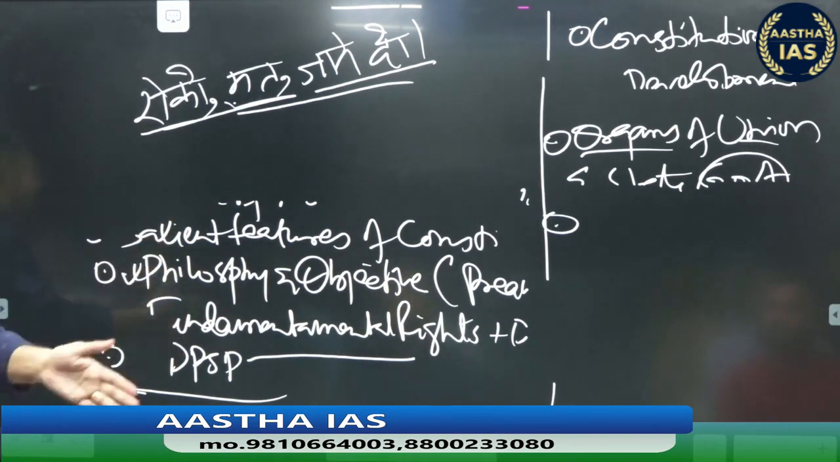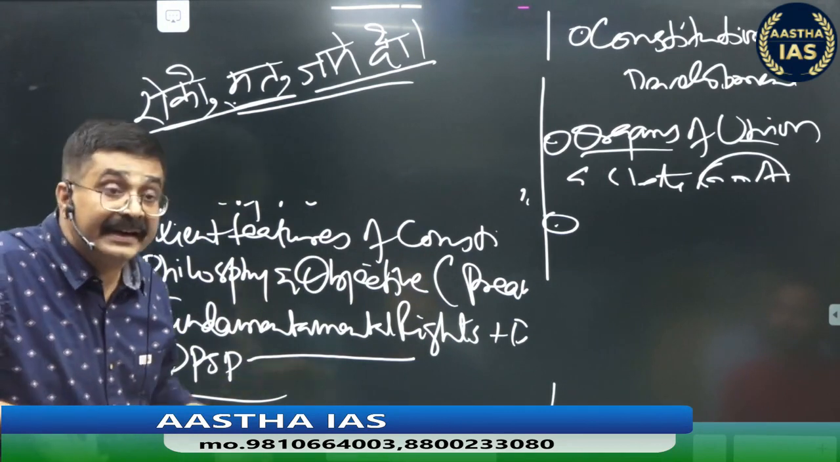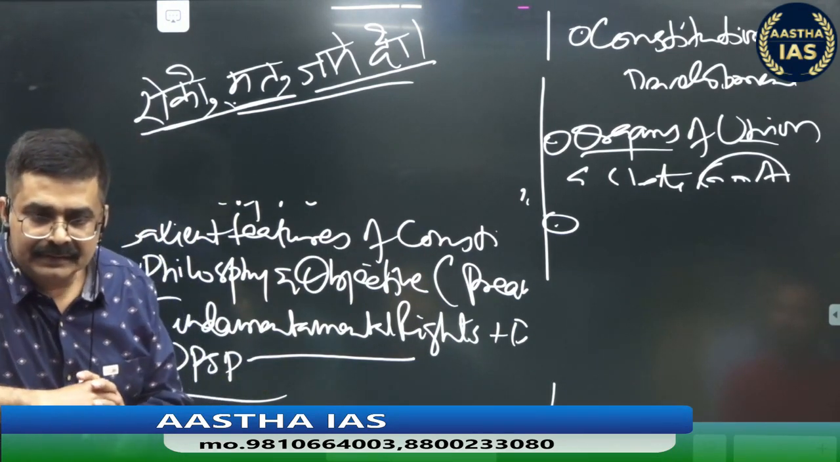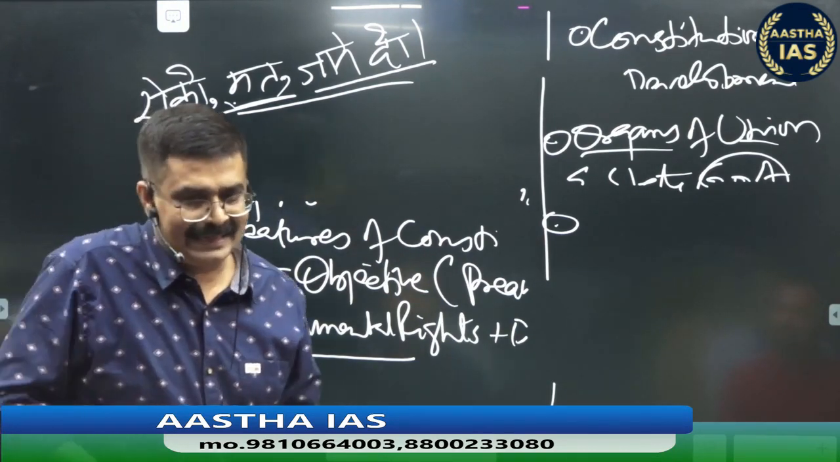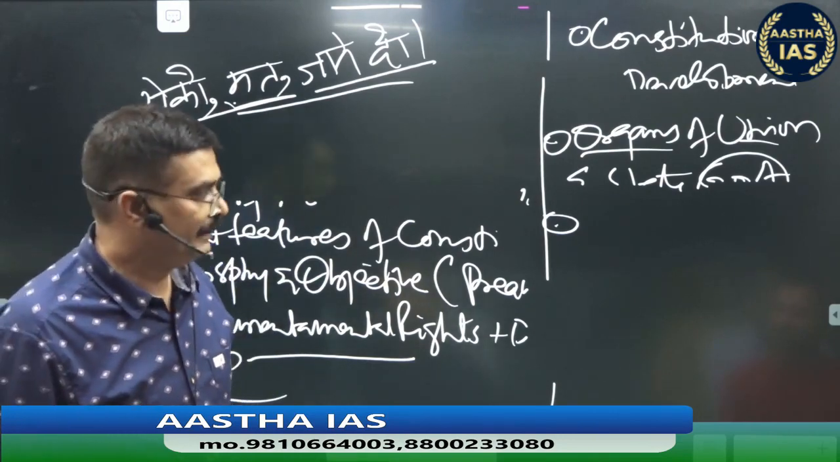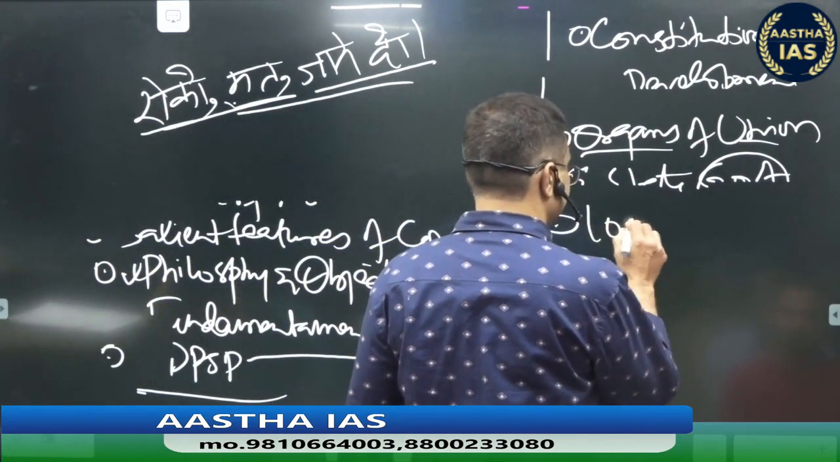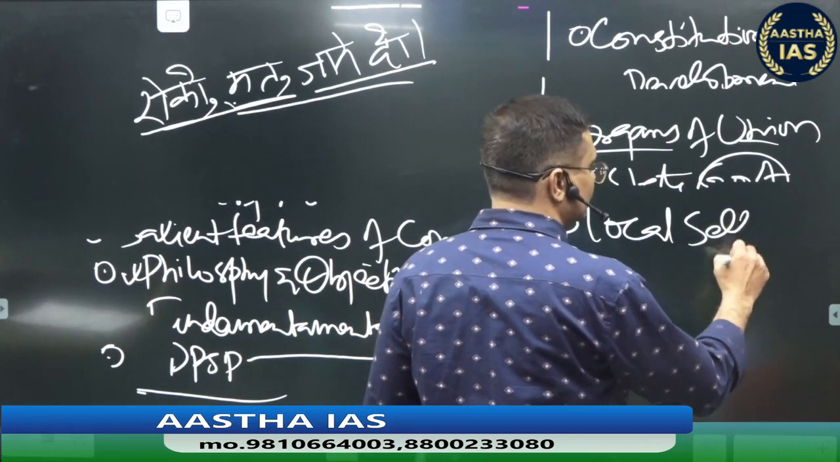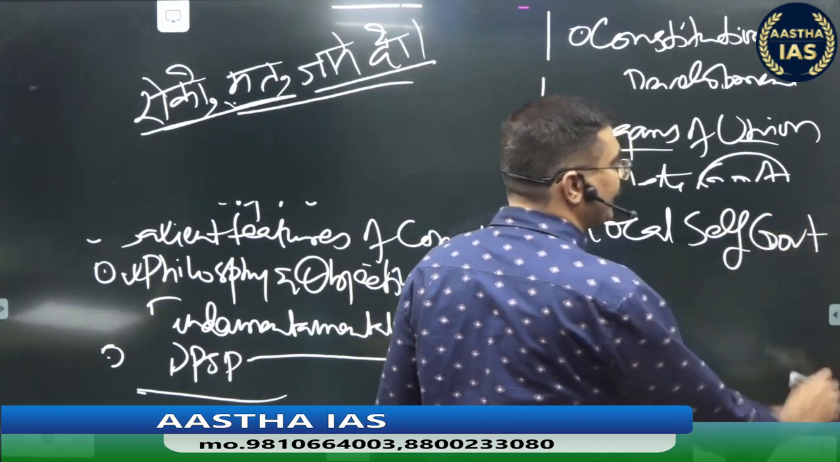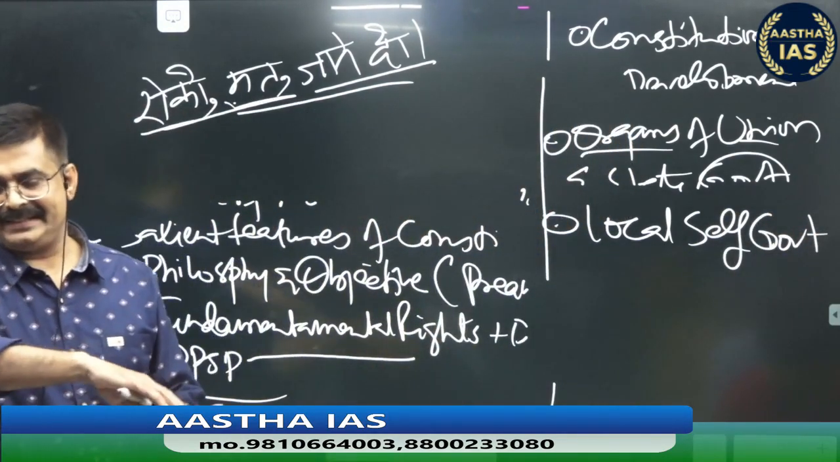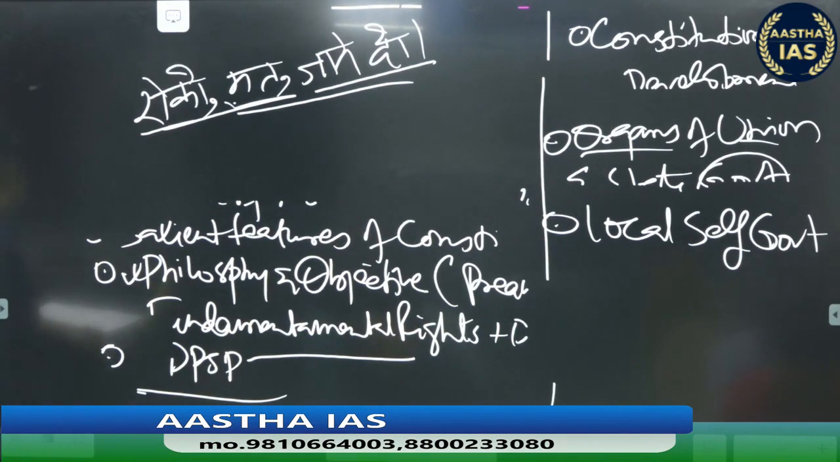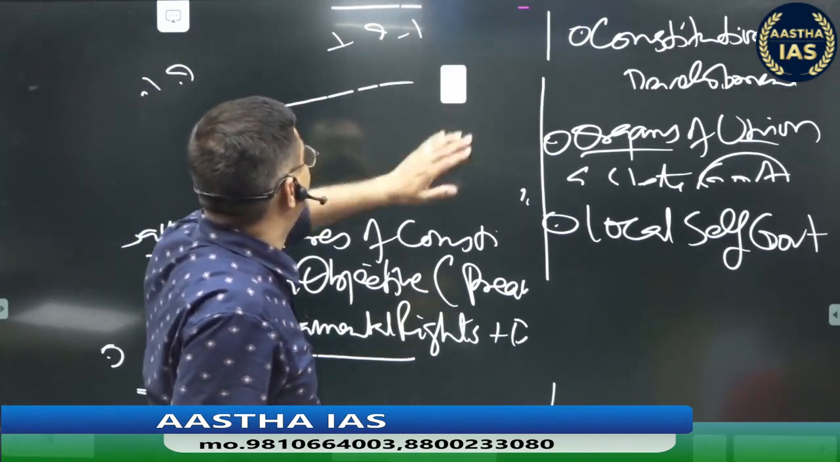Thereafter, these are the 2 tiers. But India has a 3rd tier also. What is that? Local self-government. You will only say Panchayati Raj, so what will you do about the municipality? Local self-government, and then PRI, Panchayati Raj and municipality. We have these 3 levels.